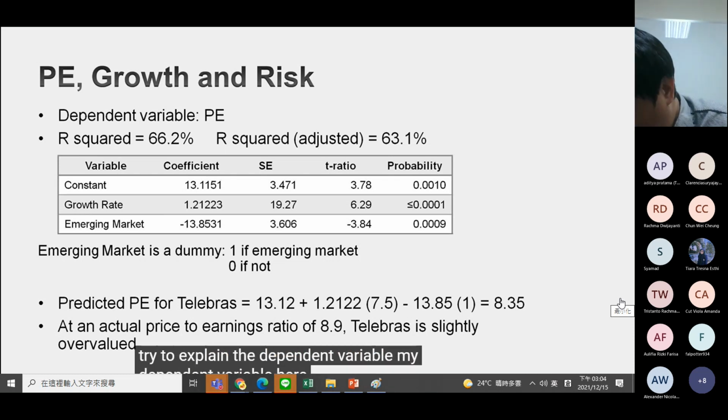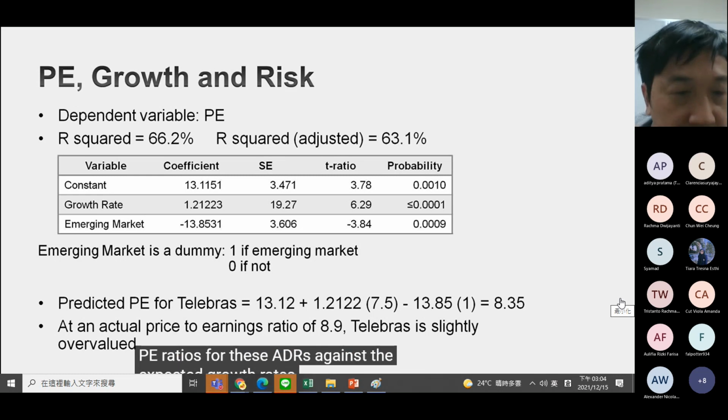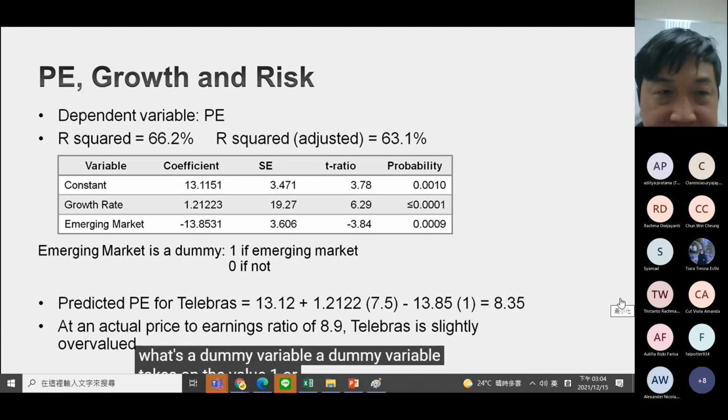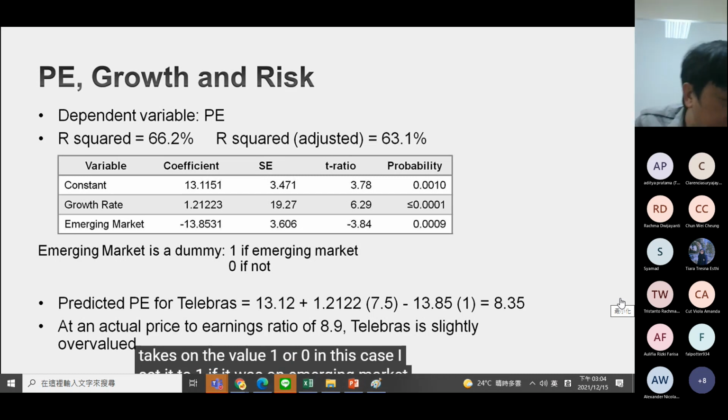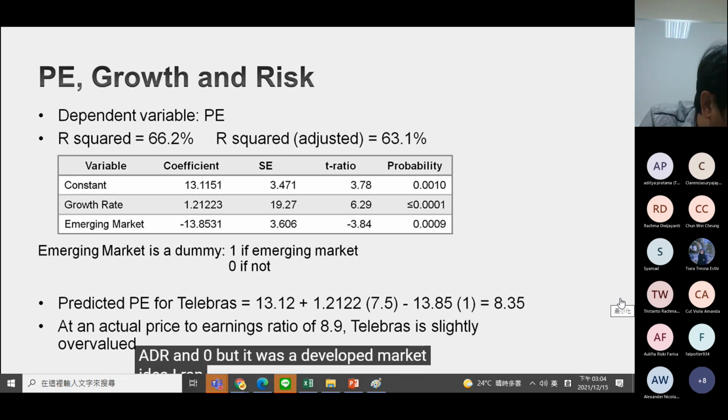My dependent variable here is PE. That's what I'm trying to explain. The 2 things that concern me are growth and risk. So I decided to run a multiple regression of PE ratios for these ADRs against the expected growth rates for these companies and a dummy variable. You're saying, what's a dummy variable? A dummy variable takes on the value 1 or 0. In this case, I set it to 1 if it was an emerging market ADR and 0 if it was a developed market ADR. I ran the regression.